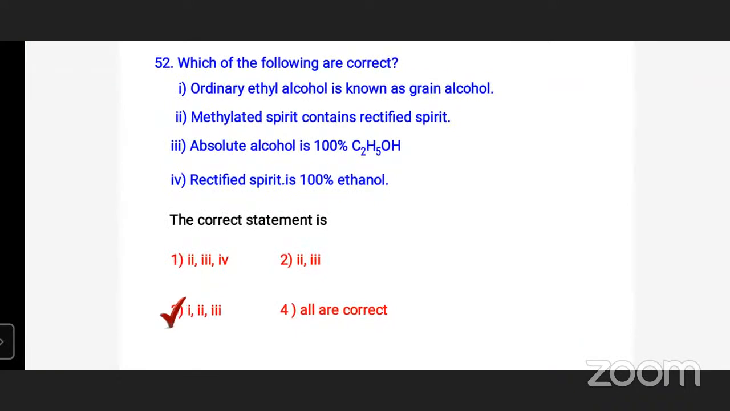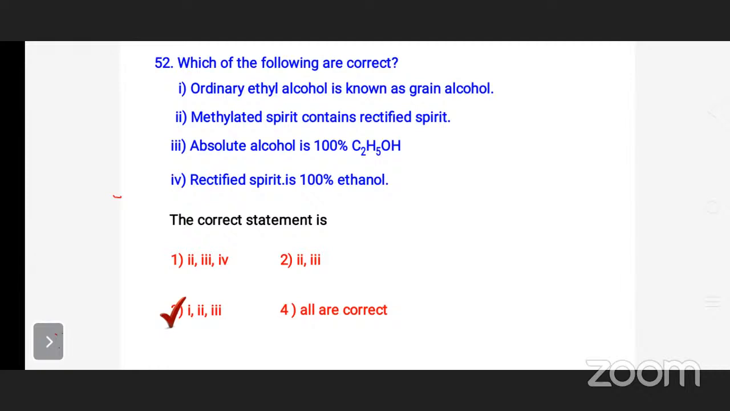Which of the following are correct statements? Ordinary ethyl alcohol is known as grain alcohol. Methylated spirit contains rectified spirits. Absolute alcohol is 100% ethyl alcohol. Rectified spirit is 100% ethanol. So the options: 2, 3, 4, and 2 and 3. Third option is 1, 2, 3, and fourth one is all are correct.